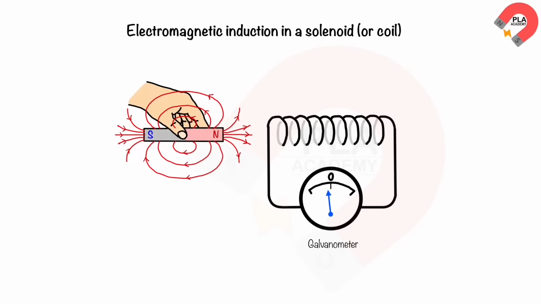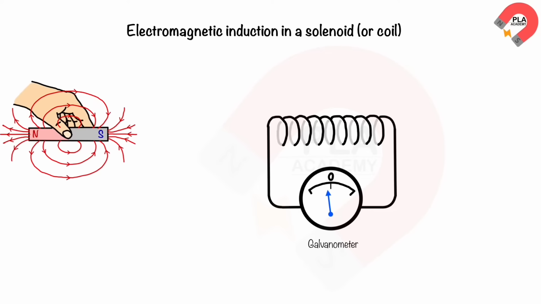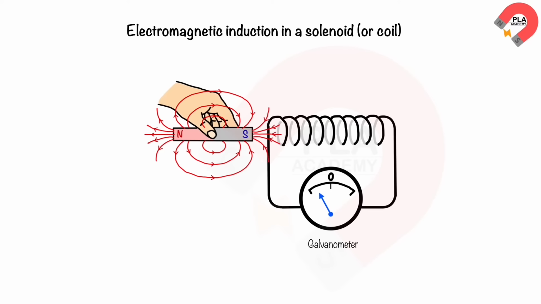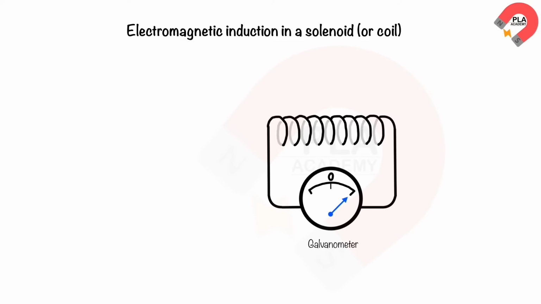When the north pole of the magnet moves away from the solenoid at the same speed, the needle of the galvanometer deflects to the left and then returns to zero. When the south pole of a magnet moves into the solenoid and stops, the needle deflects to the left and returns to zero. When the south pole moves away from the solenoid at a greater speed than it moved in, the needle deflects to the right with a greater deflection and then returns to zero.